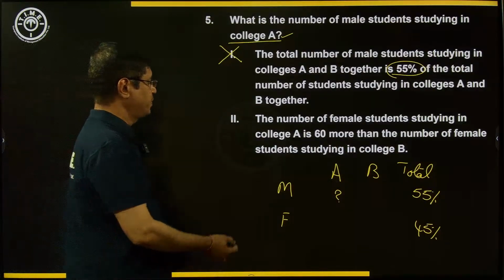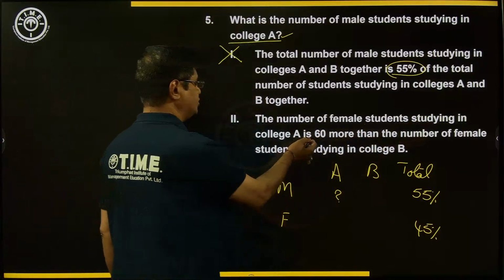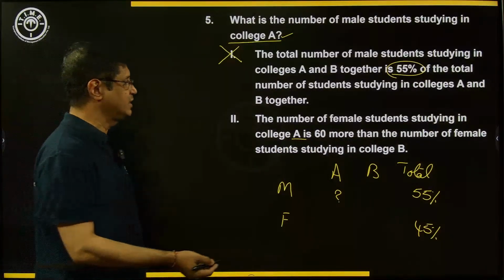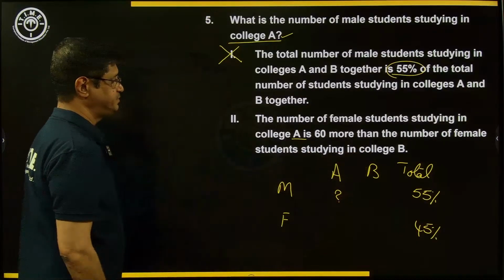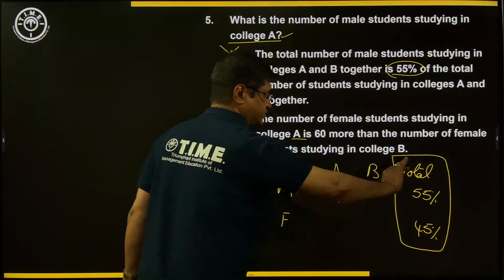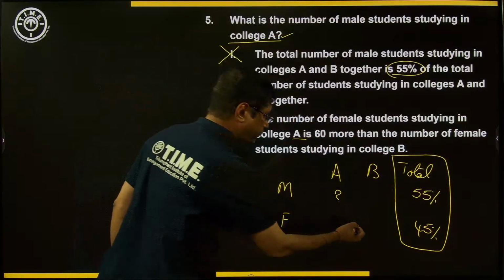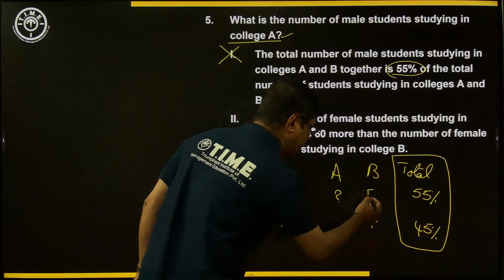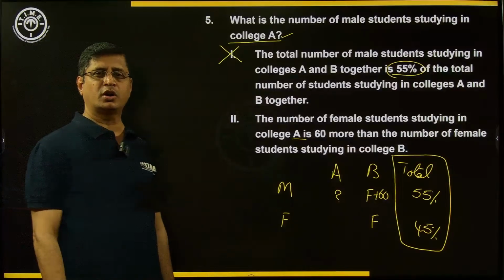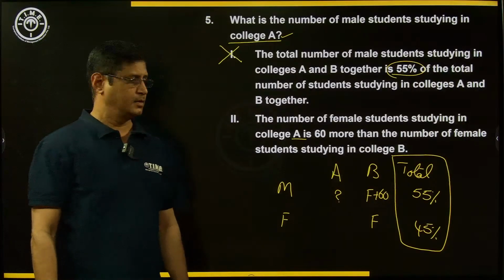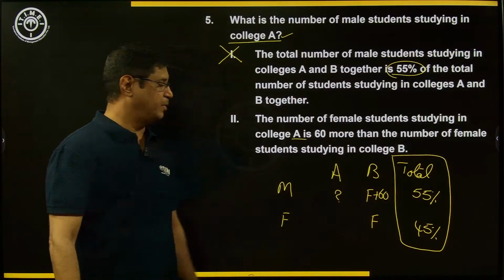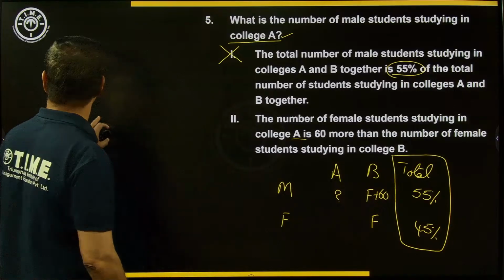Look at the second statement. The number of female students studying in the college A is 60 more than the number of female students studying in the college B. Here, what is given? This is the first statement information. Just ignore it. Now look at this one. The number of females in B and the number of females in A, when we observe, A number is 60 more than that of the number of females in B. Only the difference in the value of the number of females is given here.